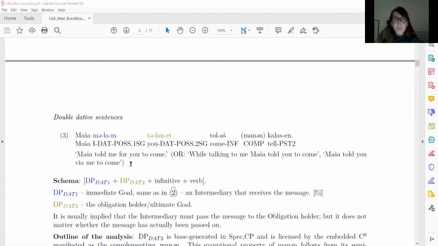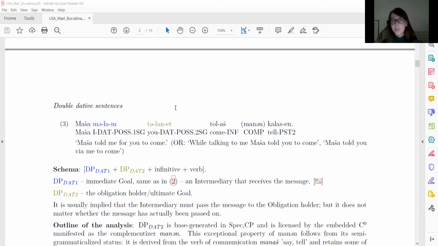These examples are quite rare typologically. They are not attested, for instance, in Russian, which is a contact language, and these double dative constructions cannot be found in Hungarian, which is another Uralic language. Even in Mari, it is usually prohibited to have two datives in a single clause. We can have a dative beneficiary and a dative external possessor, but we cannot have two datives, a beneficiary and an external possessor, in the same clause. That is out. So the question is how to analyze these constructions.